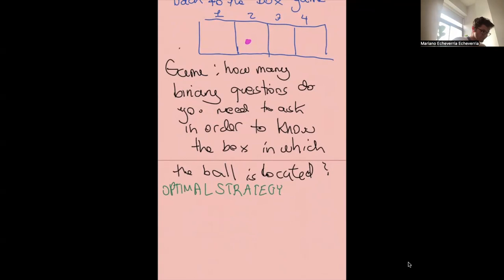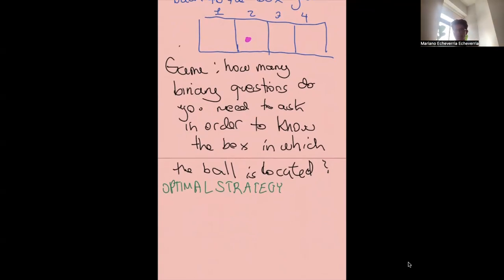So the optimal strategy would be to make questions so that the options are cut in half in terms of probability. Since the ball is equally likely to be in any box, there's a 25% chance that it will be in each one of them. So a group of 2 boxes carries 50% probability.